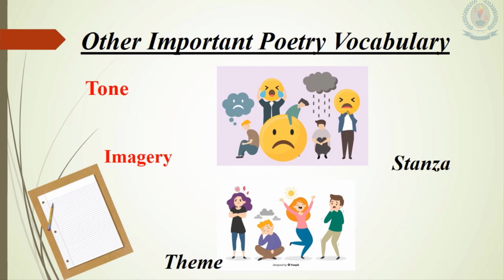Imagery. There are a lot of imageries. So we can divide into two parts, visual imagery and audible imagery. The things we see and the things we hear. Imagery consists of words or phrases that the writer uses to represent persons, objects, actions, feelings and ideas descriptively.